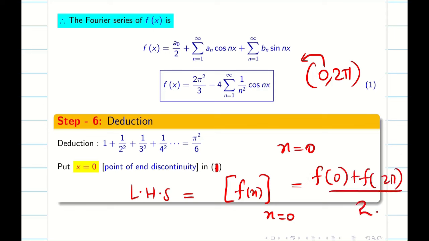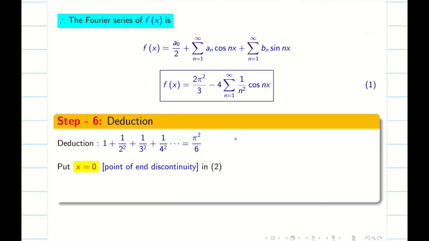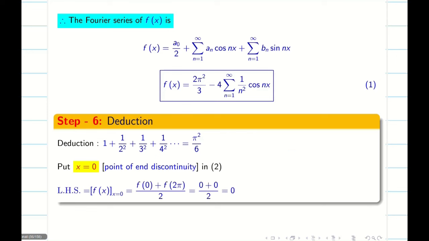Since my function is f of x equal to x into 2 pi minus x, f of 0 is 0. F of 2 pi is also 0, because when you put 0, this term will become 0. When you put 2 pi, the second term will become 0. Therefore, my LHS is simply f of 0 plus f of 2 pi divided by 2. That is nothing but 0 plus 0 divided by 2. The answer is 0. So my LHS gets over.